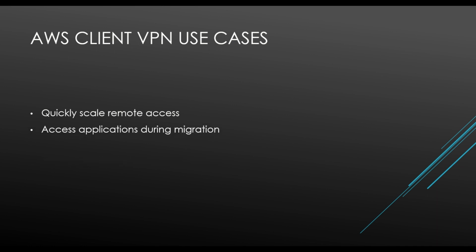Next, access applications during migration. AWS Client VPN provides users with secure access to applications both on-premises and in AWS. This is helpful during a cloud migration when applications move from on-premises locations to the cloud. With AWS Client VPN, users don't have to change the way they access their applications during or after migration.